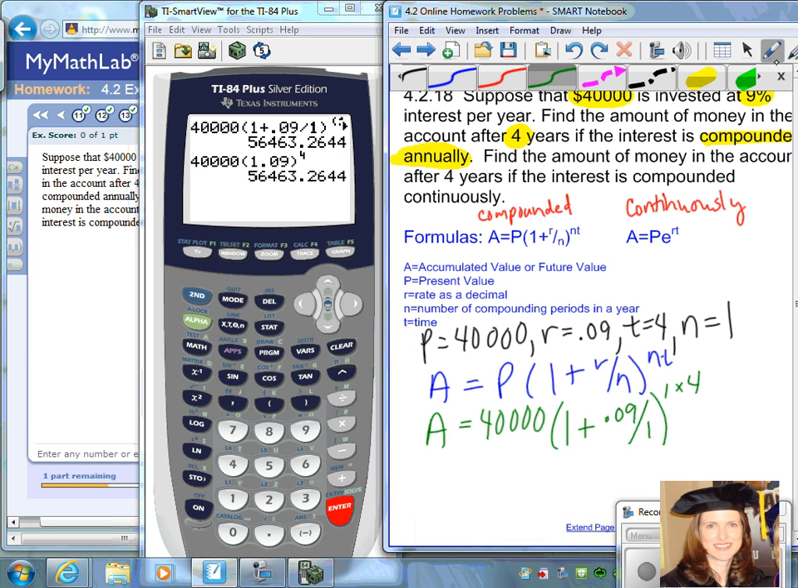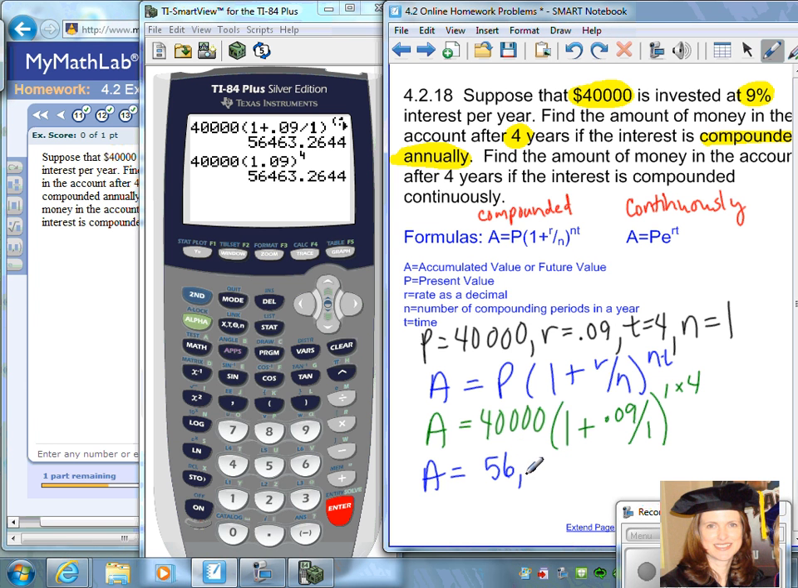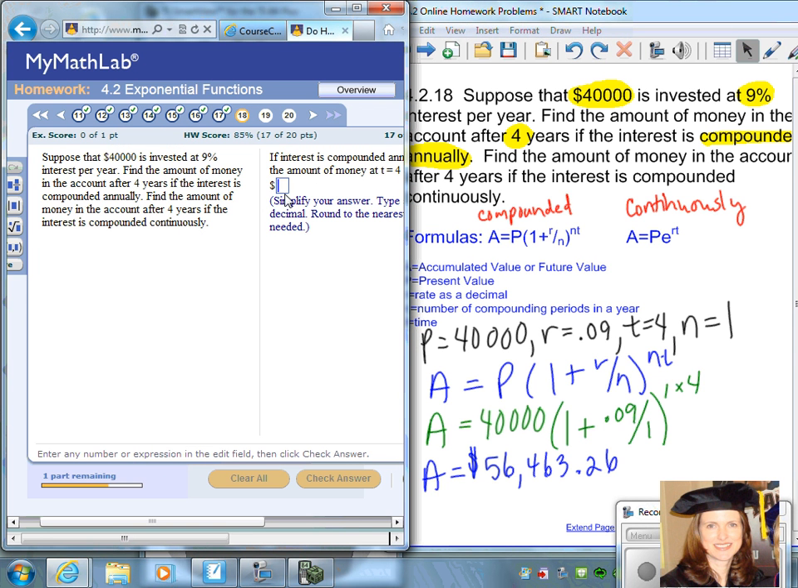The amount that's going to be in the account at the end of those 4 years, if it's compounded annually, $40,000 grows to $56,463.26. If you earn 9% interest per year compounded annually, that's your amount after just 4 years. And I'm rounding to the nearest cent here because with money, it would make sense to round to the nearest cent, not like 3 decimals or 4 decimals. This question has a second part.